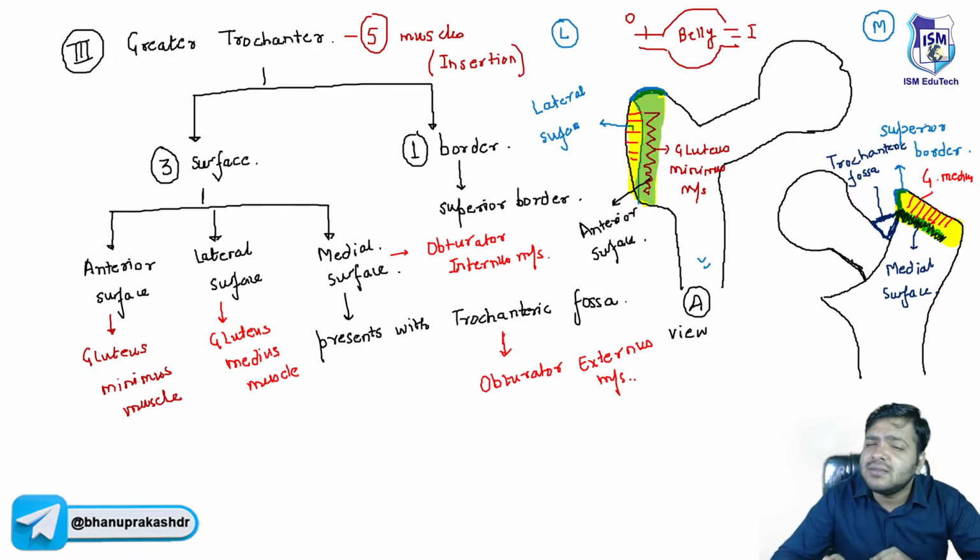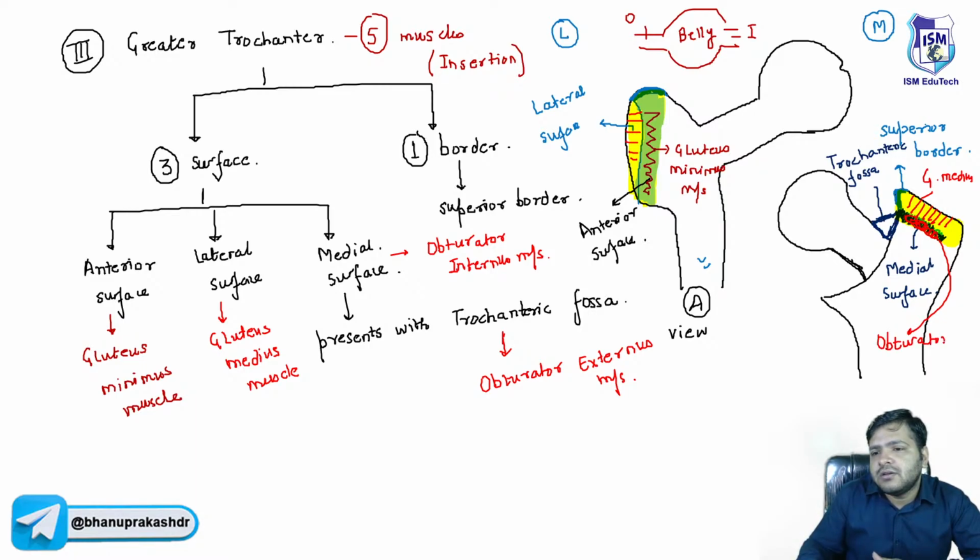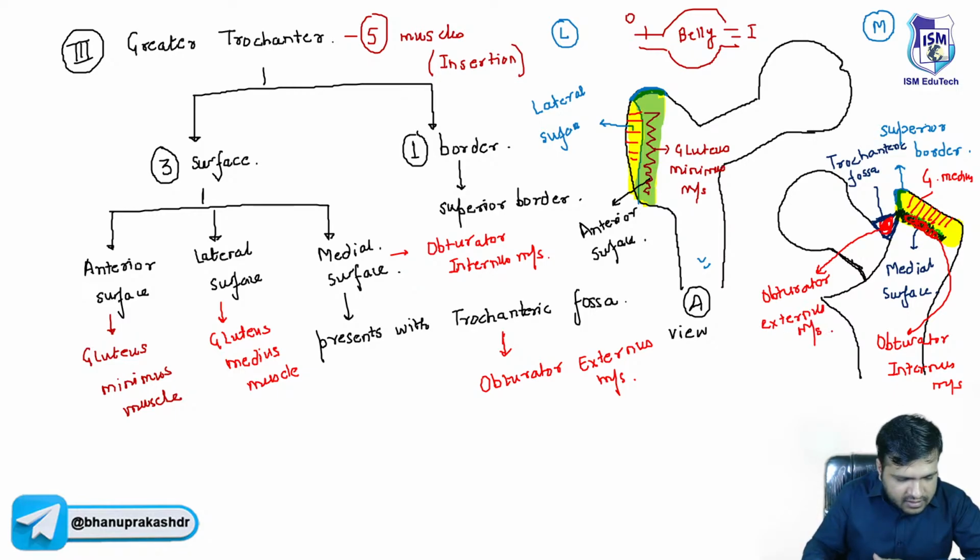I will be discussing the muscles in detail, so no need to worry, but at least you should remember that when I say insertion, you should know that this muscle inserts here. On the medial surface there is one muscle, the obturator internus. And the trochanteric fossa will also contain one insertion, the obturator externus muscle.